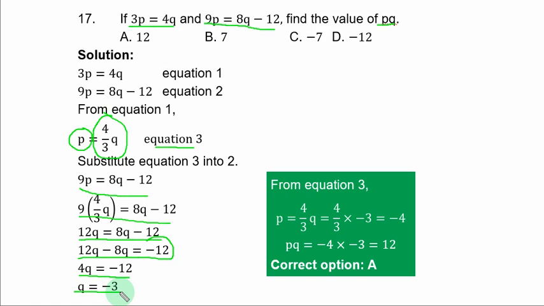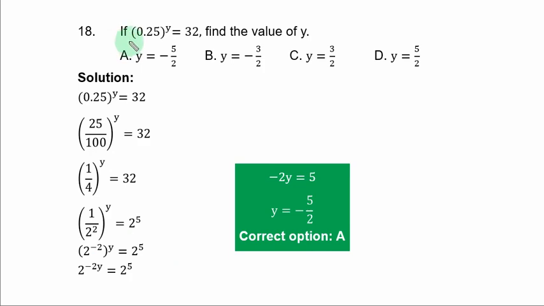We can get p easily using equation 3. This is equation 3. You replace q with minus 3, and you have 4 over 3 times minus 3. 3 cancels 3, you have minus 1 times 4, that is minus 4. Therefore, pq is equal to minus 4 for p times minus 3 for q, and that is 12. A is the correct option.